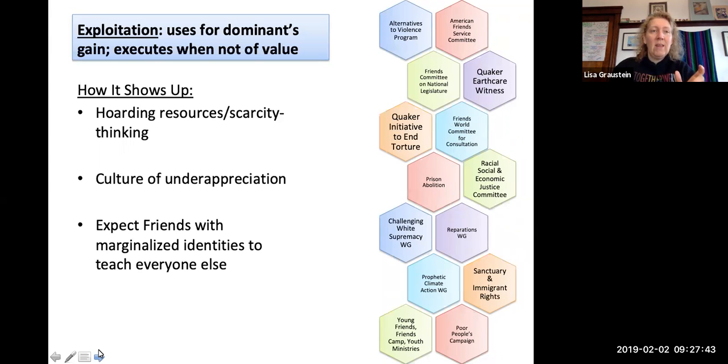And then one of the other really big patterns that I see us doing around exploitation is the general expectation that Friends who hold identities that are marginalized in society, whether that is a Friend of color, a Friend who is transgender or genderqueer, a Friend who is gay, lesbian, bisexual, or queer, a Friend who is poor or working class, a Friend who has a physical disability or other kind of disability, that we expect those Friends to do education for the rest of us around whatever that issue is, and that's a form of exploitation. And so as we think about countering these patterns, we have to look at what's going on that allows us to hoard resources and have scarcity thinking, to maintain a culture of underappreciation, and to expect Friends who live targeted by systems of oppression to do the work to teach the rest of us about those realities and what change needs to happen, and where we can start to shift those patterns.